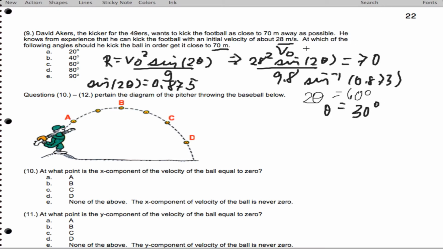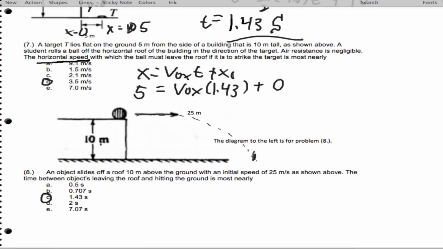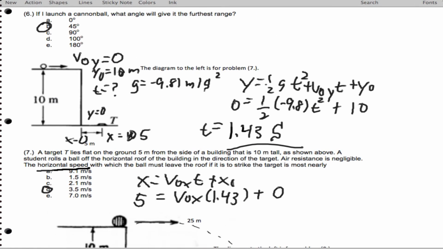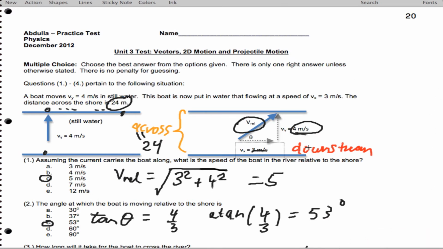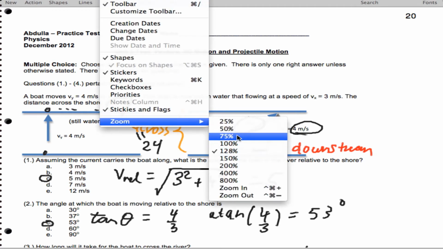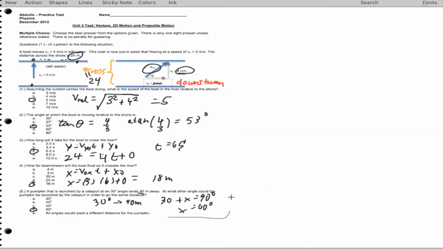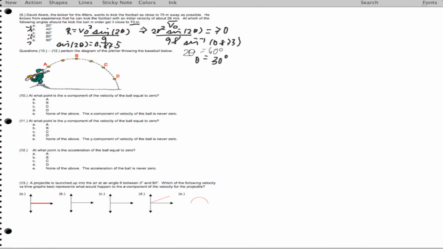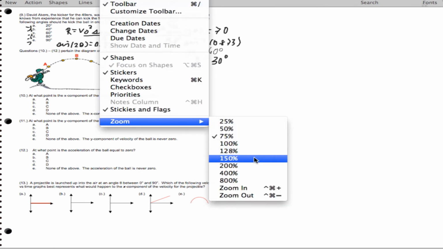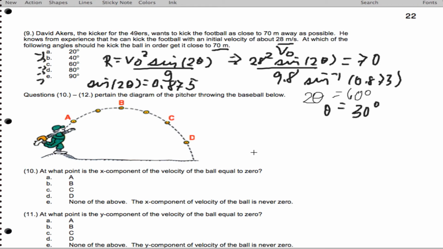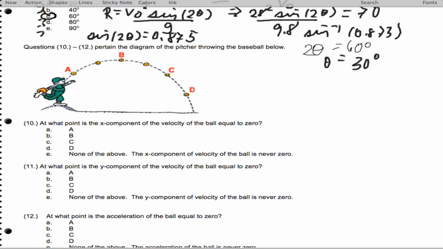Now here's the thing. We look on here, 30 does not appear to be one of our choices. But we need to remember from the previous question, actually not the previous question, one more page back, that in fact the complement of an angle also produces the same range. So when I go back here, I'm actually getting that 60 degrees is the correct answer. All right, moving on to number 10.